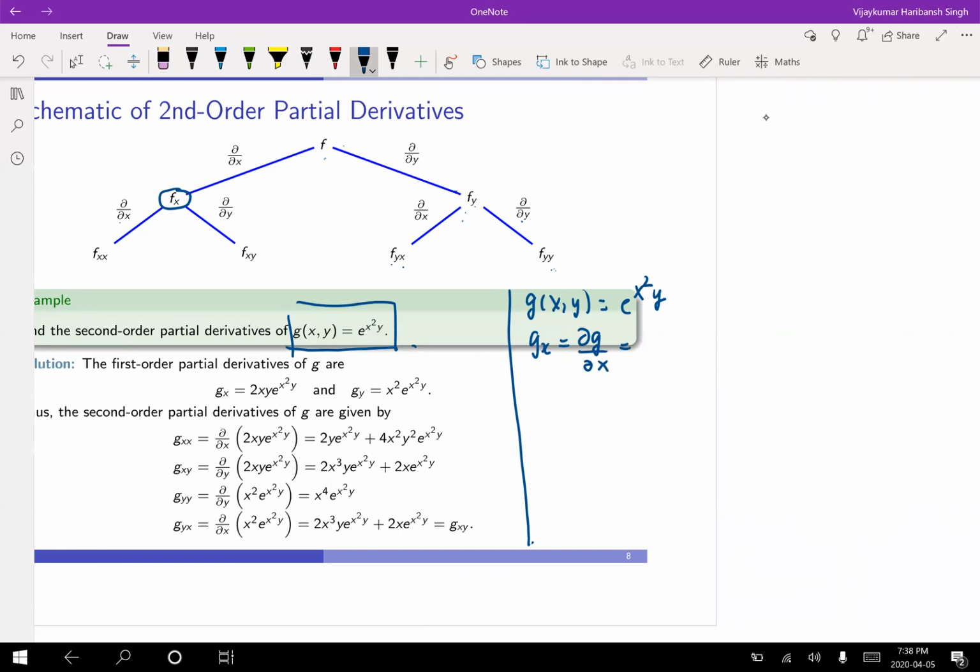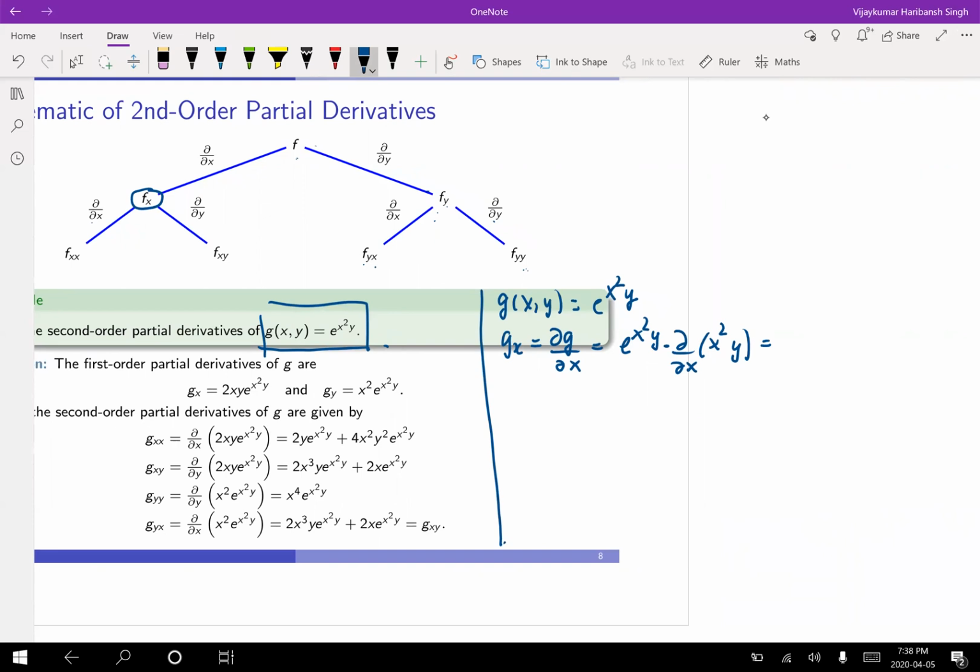That is going to be the derivative of e to the x is e to the x. So e to the x square y times the derivative of this with respect to x. Again, I'm employing the chain rule, and that is going to be e to the power x square y. Derivative of this with respect to x: y is a constant, comes out. Derivative of x square with respect to x is 2x. So we get 2xy.